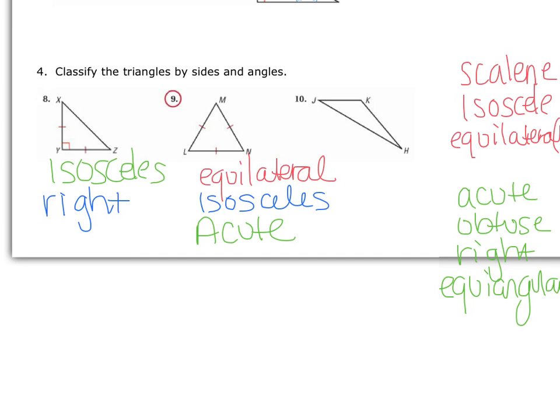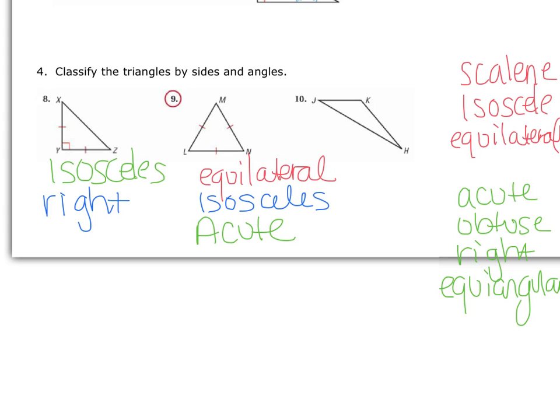And again, it doesn't matter what order you write all of these things in. There's no right or wrong answer. You can say isosceles right or right isosceles. This one I would probably say this is an acute equilateral isosceles triangle, but it doesn't matter. As long as you have all of the descriptive words there, you're good to go.